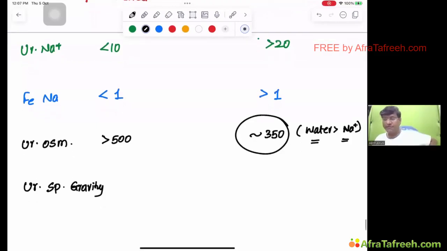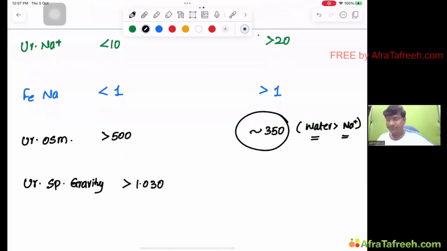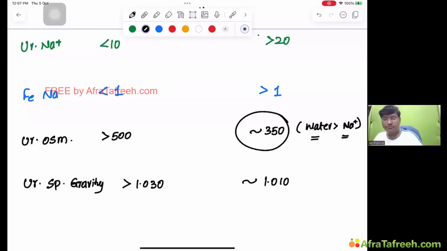Okay, so which one will have more urine specific gravity now? Very good, Vinita. So specific gravity in case of the prerenal is more than 1.030. Whereas in intrinsic renal, water is also excreted out along with the sodium. That is the reason it is 1.010 in case of the intrinsic renal.